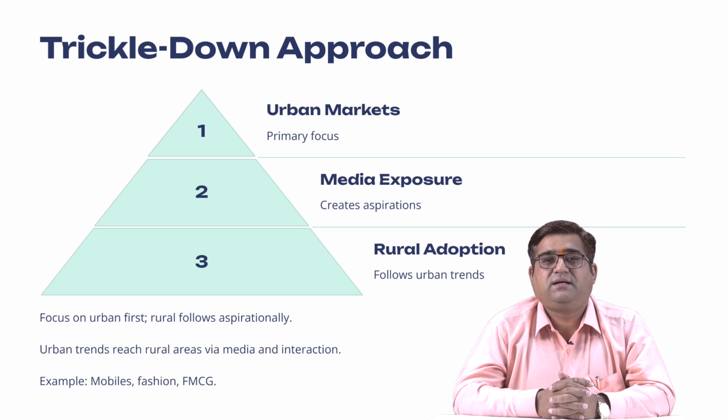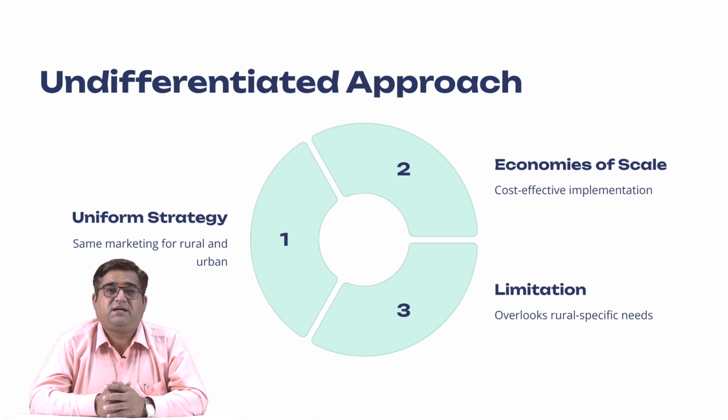First is trickle-down approach. This is often the starting point for companies entering rural markets. In the trickle-down approach, the primary focus is not on rural at all. Instead, companies launch their products in urban areas, promote them heavily, and rely on these products eventually become popular in the rural areas. Second is the undifferentiated approach.